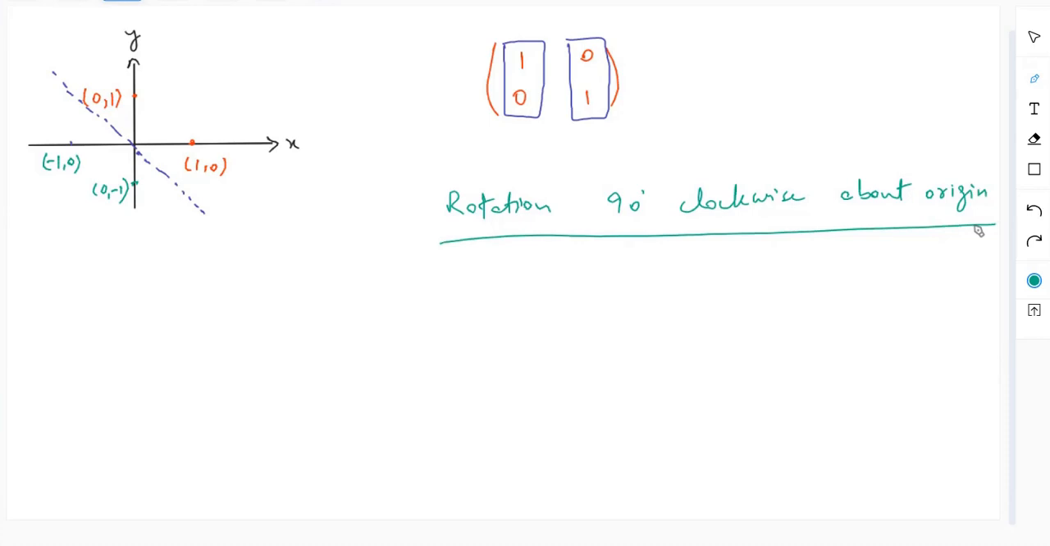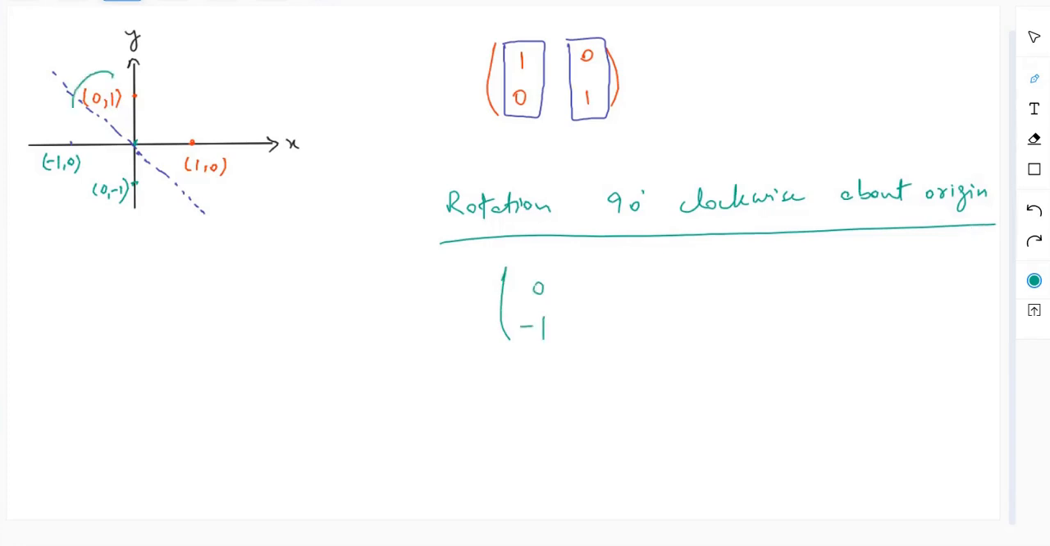Let's do this. The point 1 0. What happens to 1 0? You are rotating 1 0 about the origin. What will 1 0 become after rotating 90 degrees clockwise? It goes there and it goes to 0 minus 1. Right, what was on the right goes down. Very good. So this was right. It goes down and becomes 0 minus 1. So you've got 0 minus 1 there.